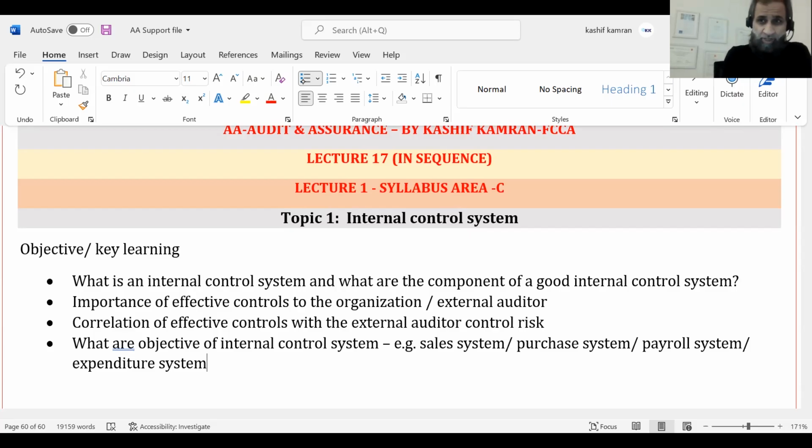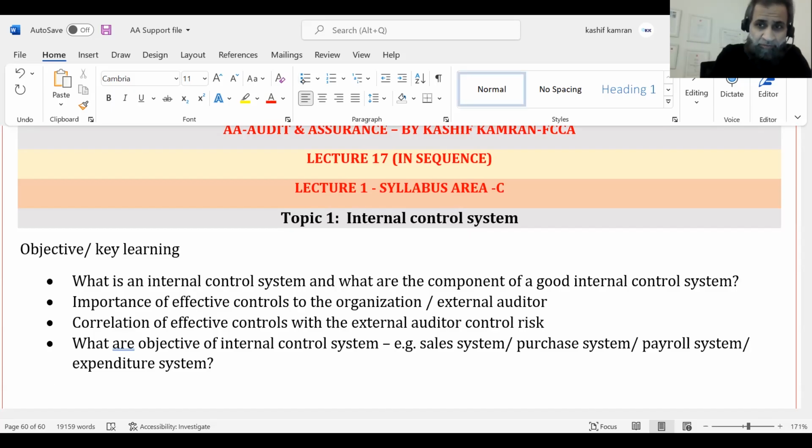So what are the objectives of an internal control system, like sales, purchase, payroll, and expenditure, and what sort of learnings should you have as a student in terms of these objectives? Will the examiner ask you these objectives? Should you rote learn these objectives? Let's find the answer shortly. So these are some of the key learnings you should have from topic 1, internal control system. Let's start the journey and understand each one of them in order.